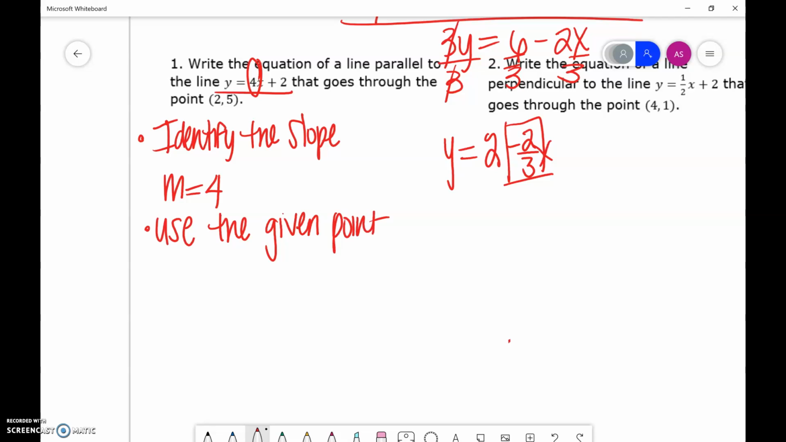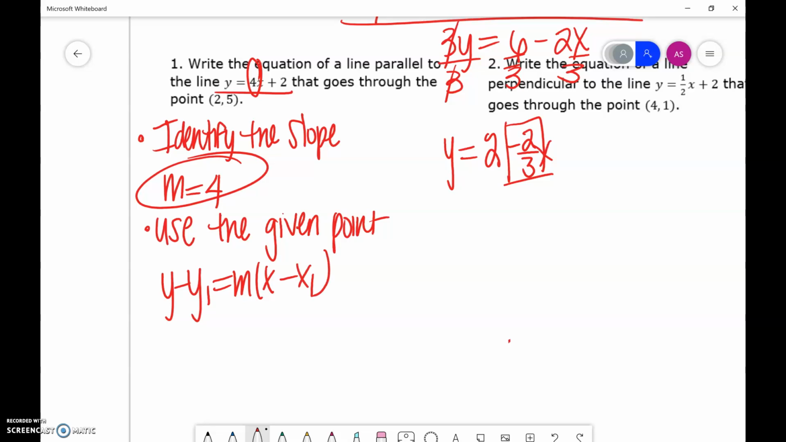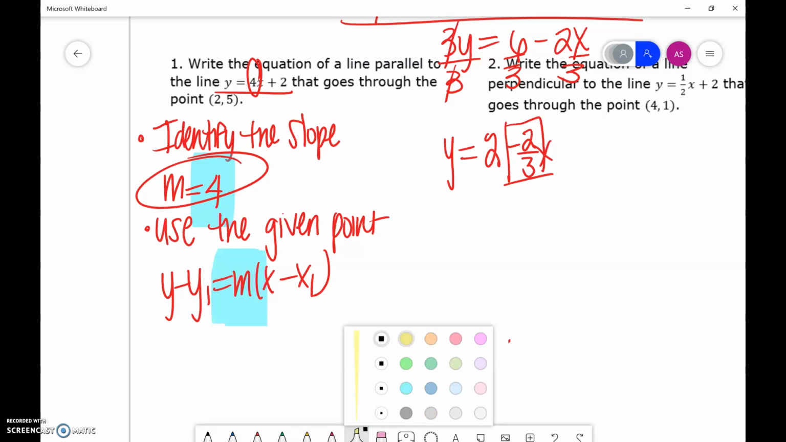Okay. So again, I'm keeping my slope the same. So it's going to stay 4. And then I'm going to use point-slope form. Okay. So my slope, that's going to go here. We're going to call that 2 our x1. Maybe I should do that a little smaller.